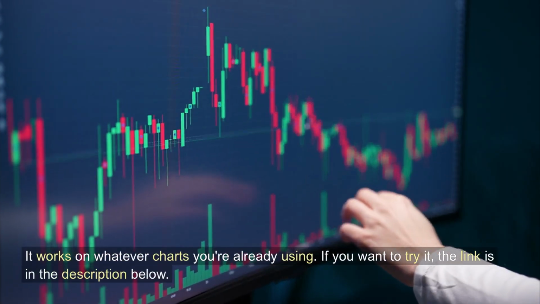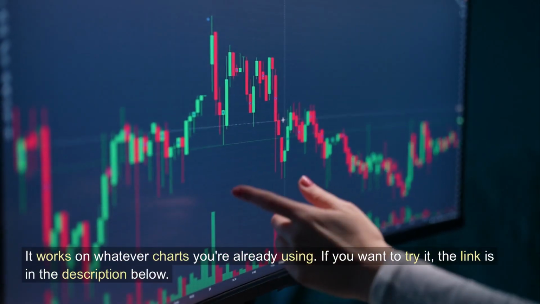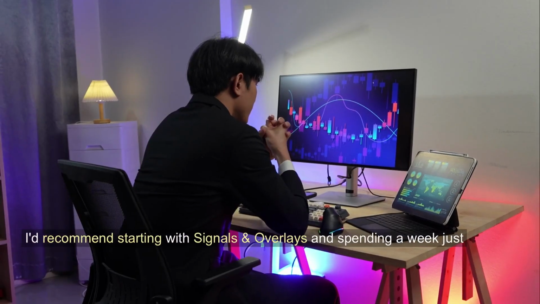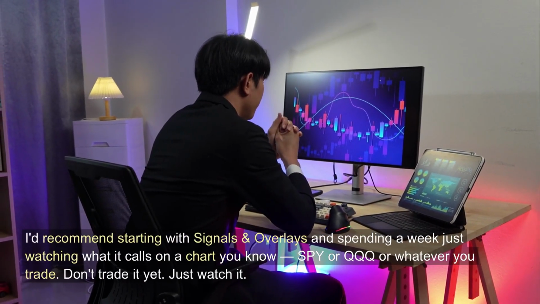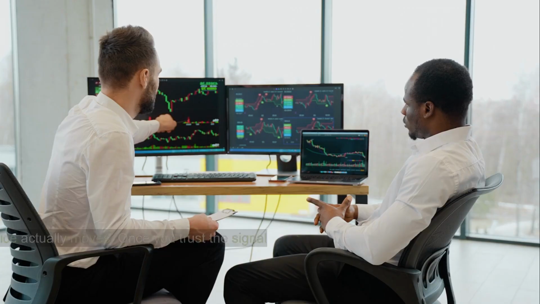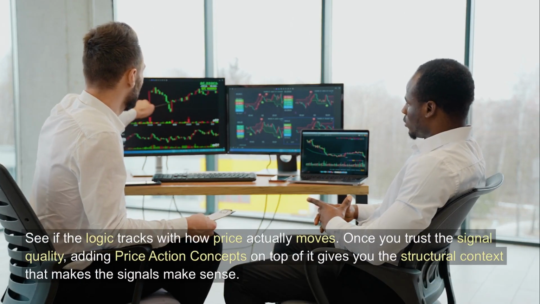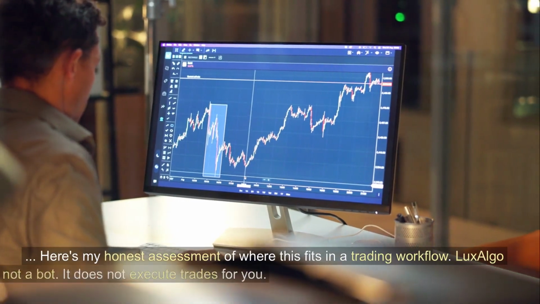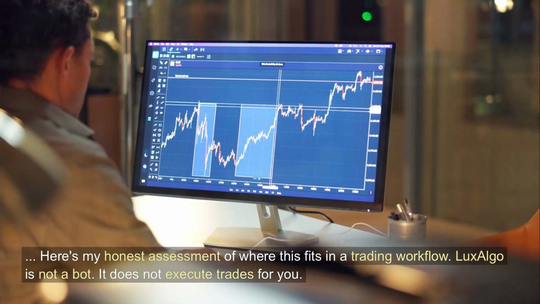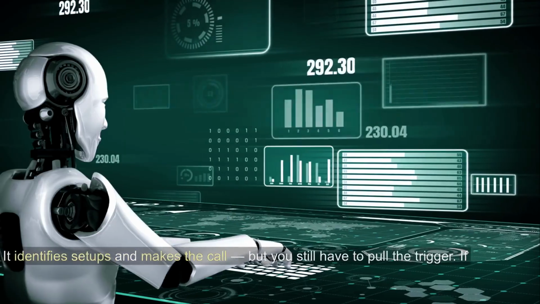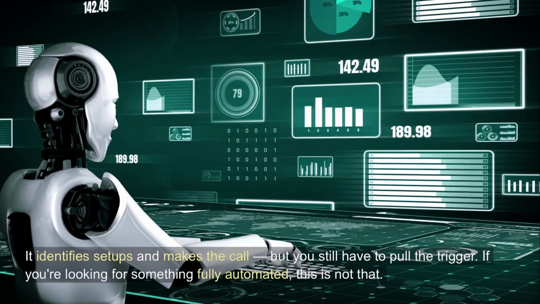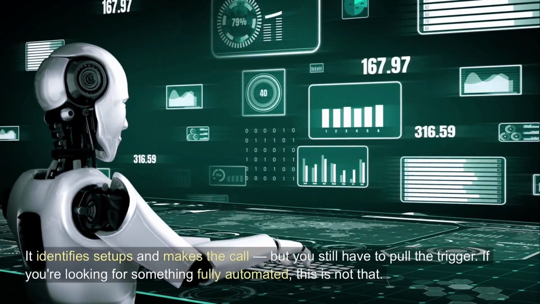Let me walk you through a live chart walkthrough, because this is where it gets real. I'm going to use SPY on the 1 hour chart. This is April 2026, and the market has been volatile. Tariff headlines, CPI surprises, mixed jobs data. This is exactly the kind of environment where traditional indicators break down because the noise overwhelms the signal.